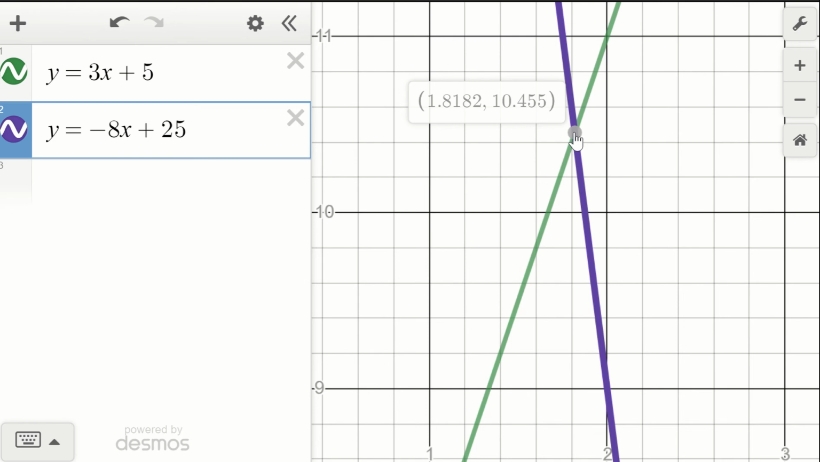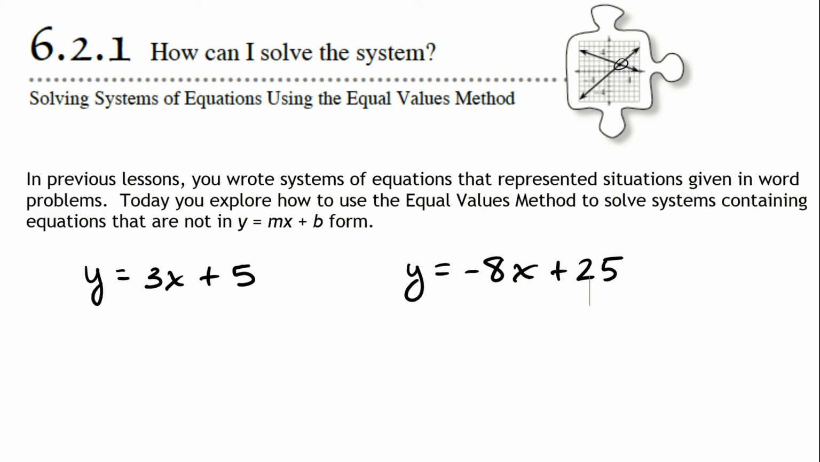So graphing is certainly a powerful technique for a couple things. Sometimes your answer is going to be obvious. It'll be at a point and you can clearly identify the integers or maybe even some small fractions. But when the answer gets to something like this and you need precision, we're not going to want to use a graphing technique. We're going to want to use this thing I'm going to call the equal values method. So let's go back to our notebook.